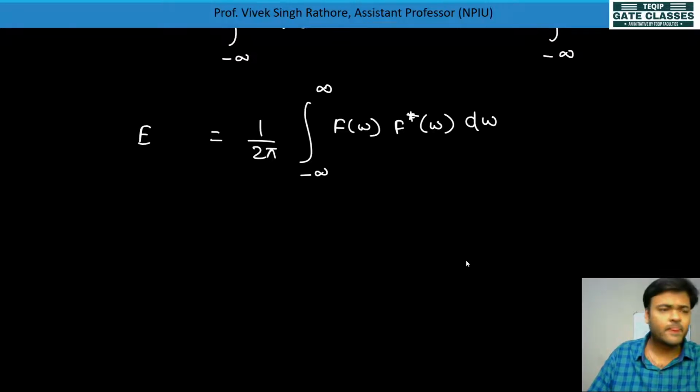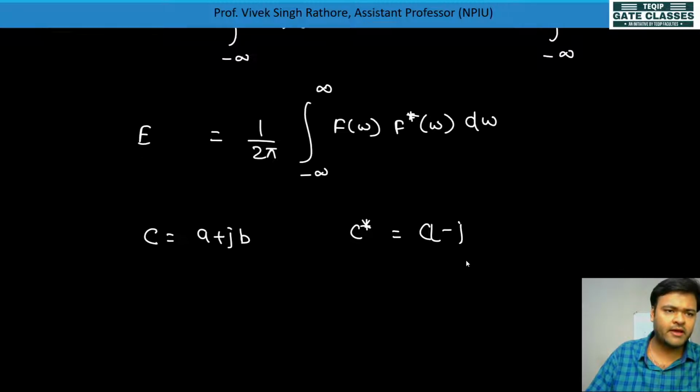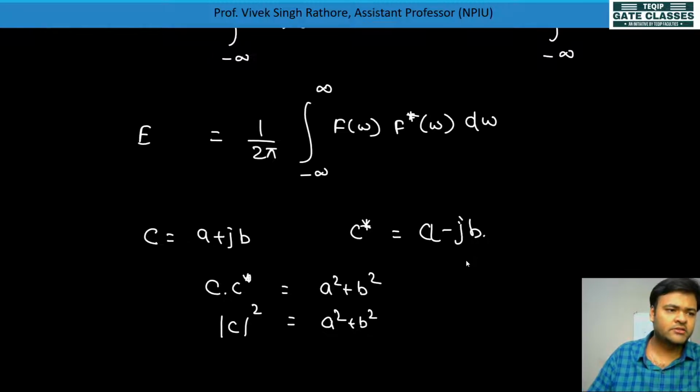See what we can do. Let's suppose c is equal to a plus jb, and then c conjugate will be a minus jb. If you multiply c into c conjugate, you'll get a square plus b square directly. And if you calculate mod of c, and mod of c squared, then you get a square plus b square. It means that c into c conjugate is nothing but mod of c squared. That means f omega into f omega conjugate can be written as mod of f of omega squared.